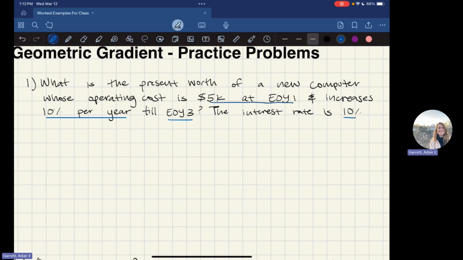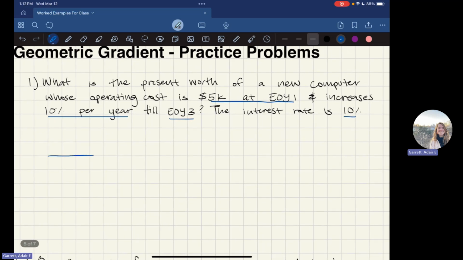So first thing we should do is draw the cash flow diagram. So we know we'll have 3 years. We're looking for the value of P at year 0. And we know that at year 1, it's about 5,000. So C is equal to 5K, and that's increasing by 10% per year. R is equal to 10% until year 3. And then we know that I is equal to 10% as well. So here, we always want to figure out what is the relationship between our growth rate, R, and our interest rate, I. And here, R is equal to I.